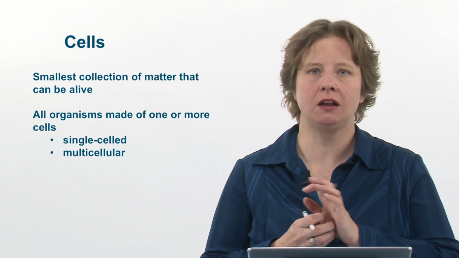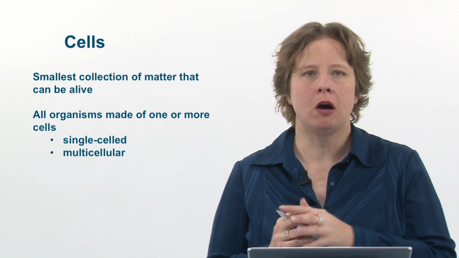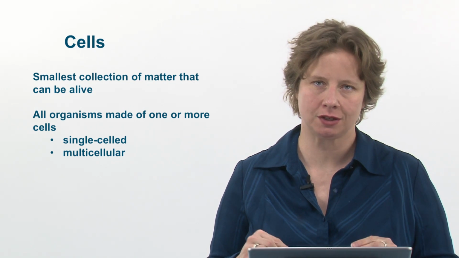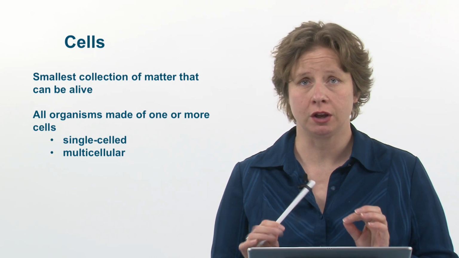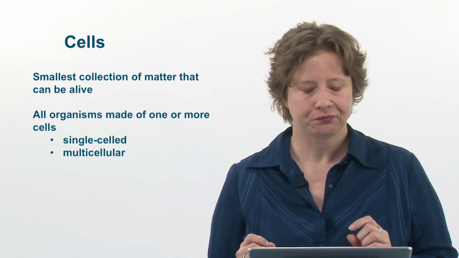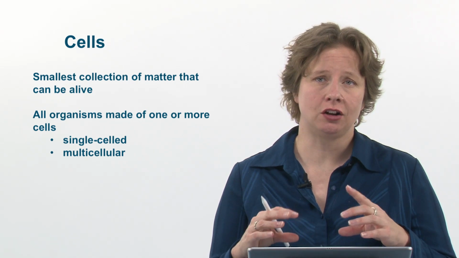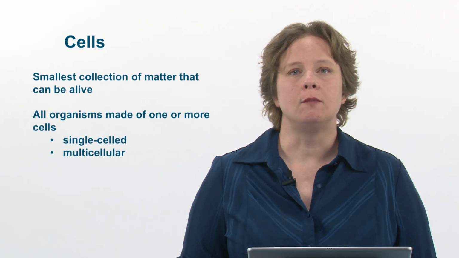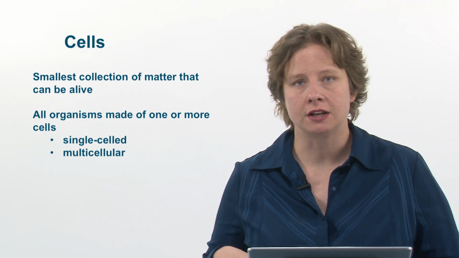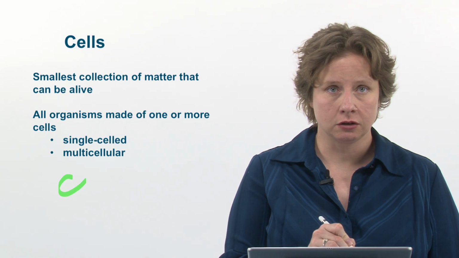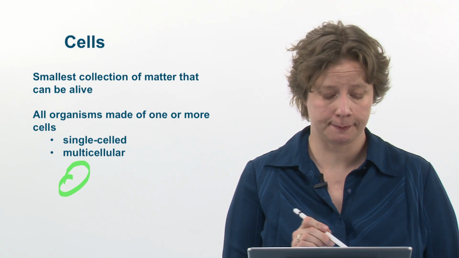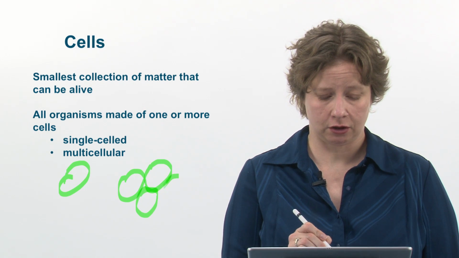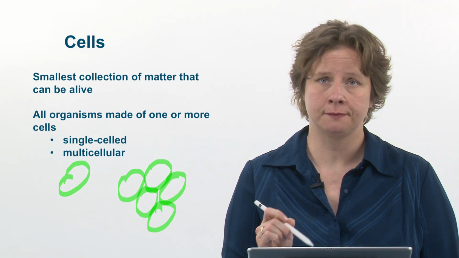All right, let's talk about cell organelles. Cells are the smallest collection of matter that can be considered alive. So that basically means they're the smallest units of living things. Anything smaller than a cell is not alive. All organisms are made of one or more cells. Some organisms are single-celled, such as bacteria, and other organisms are multicellular, like you and me.